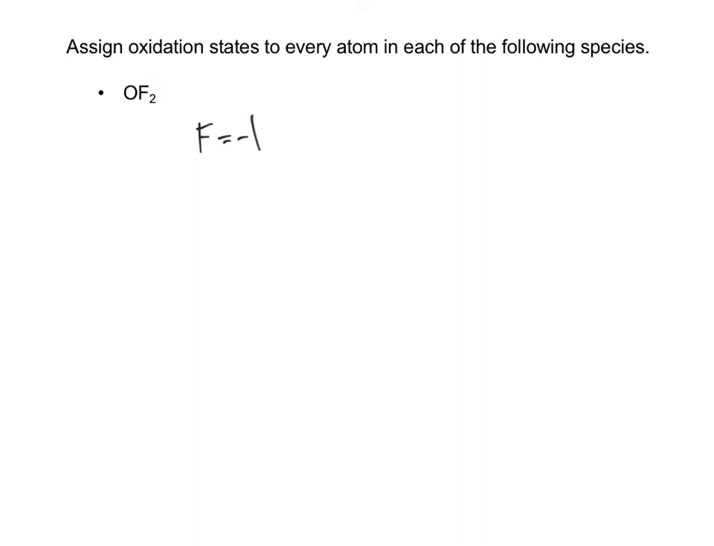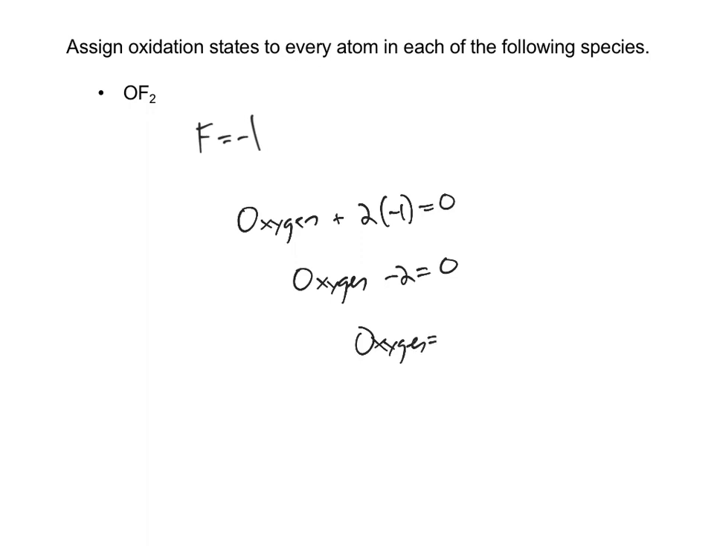So now, and I'm not going to write O for oxygen because that's going to get confused with a 0. So I'll say oxygen, I've got 2 fluorines at -1. It has to be 0. So oxygen minus 2 is 0. So in oxygen difluoride, oxygen actually has a +2 oxidation state.